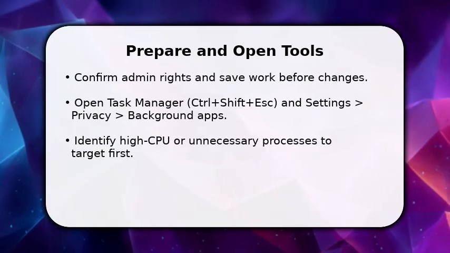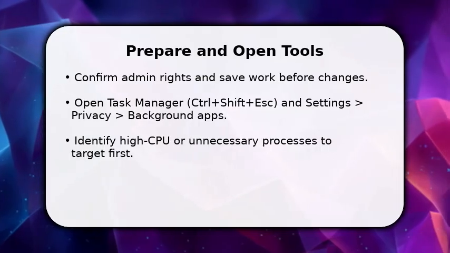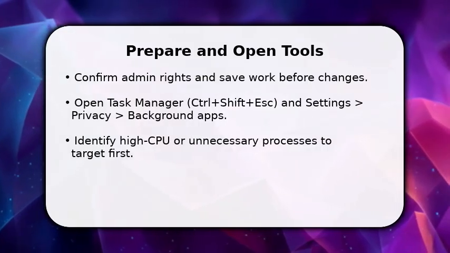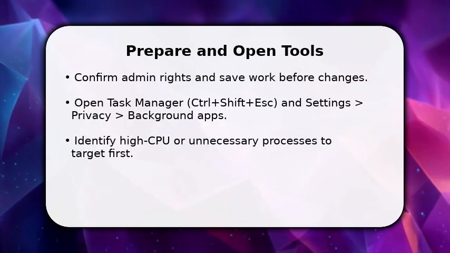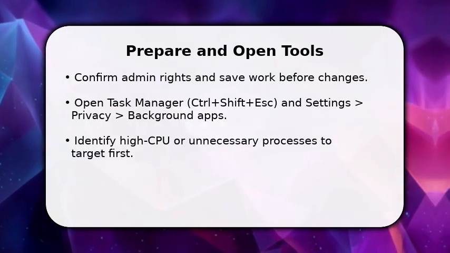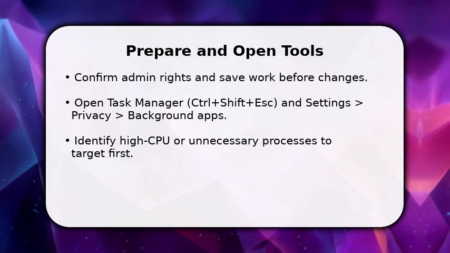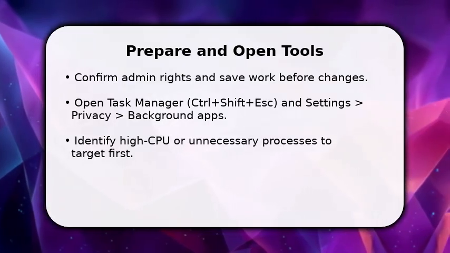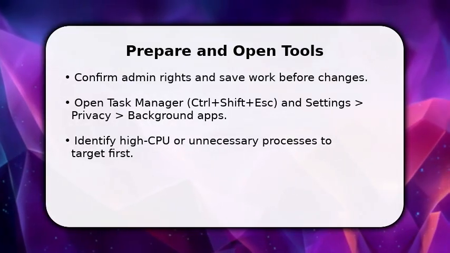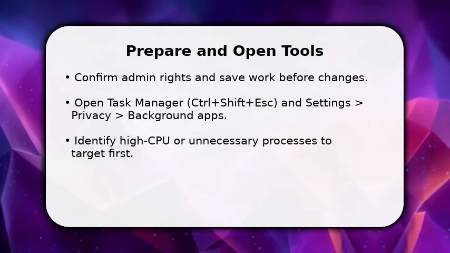You need admin rights and a saved workspace. Once done, open Task Manager with Control plus Shift plus ESC and scan running apps. You're also going to open Settings and go to Privacy, then Background Apps so you can toggle permissions. Focus first on obvious resource hogs like update services or chat apps.